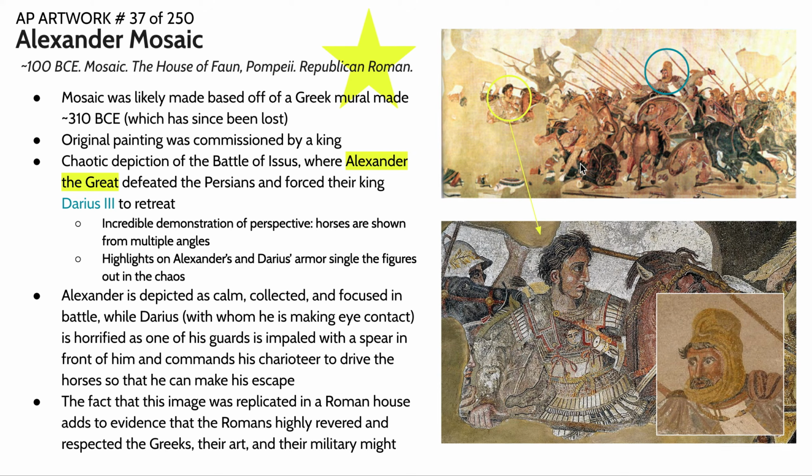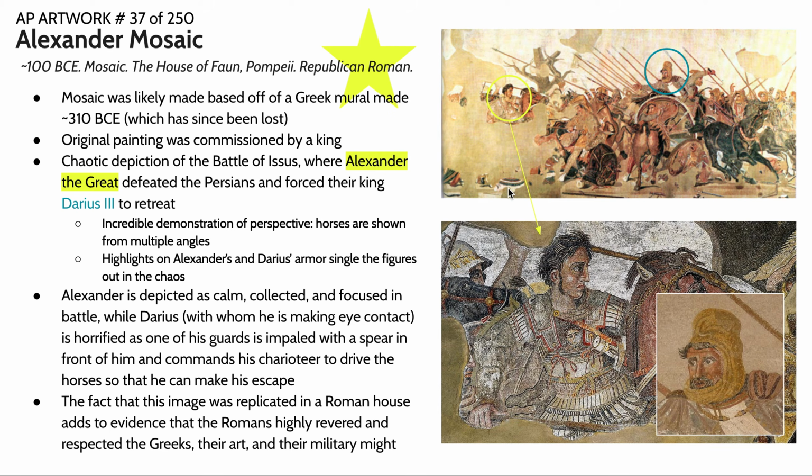So our painting, quote unquote painting, from the Hellenistic Greek period is the Alexander Mosaic. The Alexander Mosaic was actually found in Pompeii, which you'll recall is the city in Rome that was covered in ash and basically preserved. So this mosaic was probably made off of a Greek mural made around 310 BCE. We don't have evidence of that mural. The original painting, though, was commissioned by a king based on historical records.